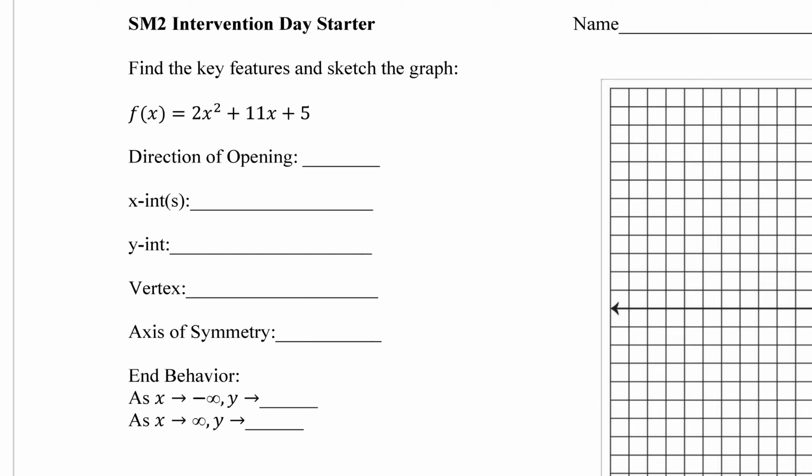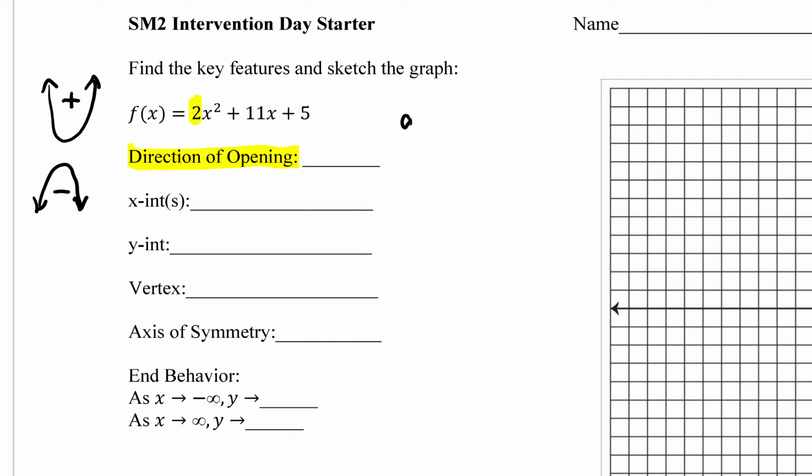So the direction of opening is determined by that value A. If it's positive, it opens up. And if it's negative, if A is negative, then it opens down. And so in this case, A is positive.